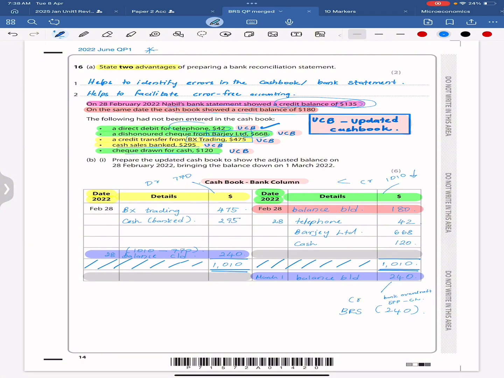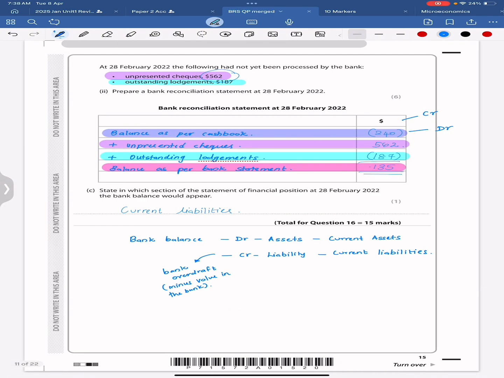Now you can see we had prepared an updated cash book. After balancing, we found a credit value of 240 balance brought down. Then we transferred this amount to the bank reconciliation statement, added unpresented checks, and deducted outstanding lodgements. Sorry for adding a plus there. It should be minus 187, thereby finding the balance as per bank statement.